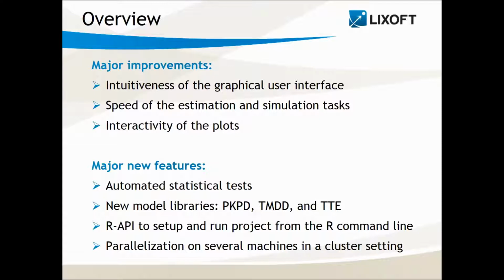It also includes new features, in particular, automated statistical tests to guide the user in model building, new model libraries such as a PKPD, a target-mediated drug disposition, and a time-to-event library. An R API to set up and run Monolix projects from the R command line is also available, as well as parallelization on several machines in a cluster setting.